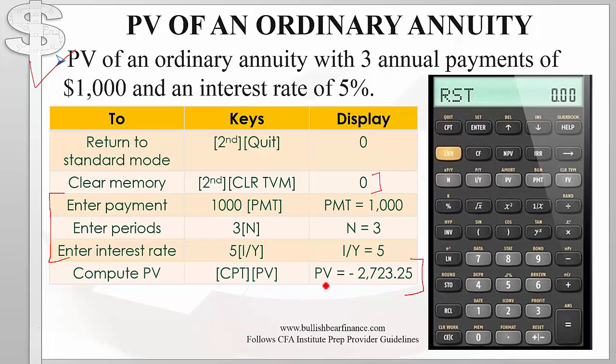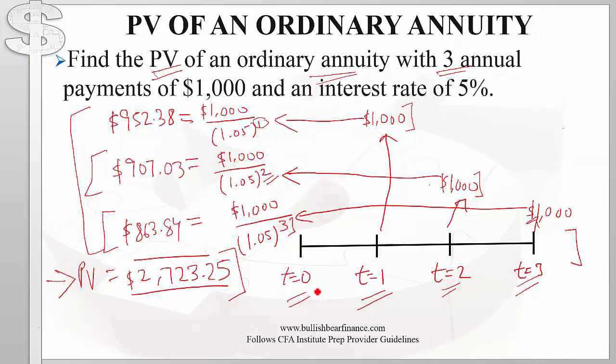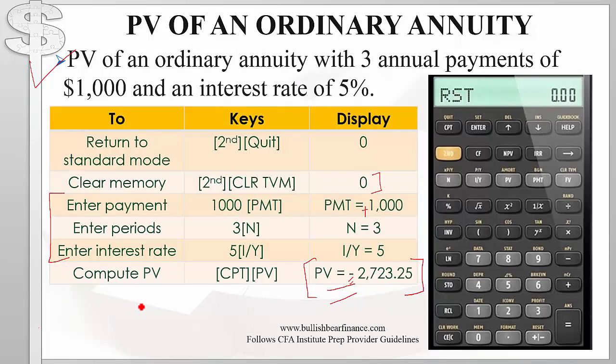2723.25 negative. Again, notice that this is a negative amount as opposed to your PMT, which was positive. You can verify that this amount that we got for present value is the same as what we got earlier right here. Also, as we said earlier, you can enter these 3 amounts in any order you like. You will still get your present value.